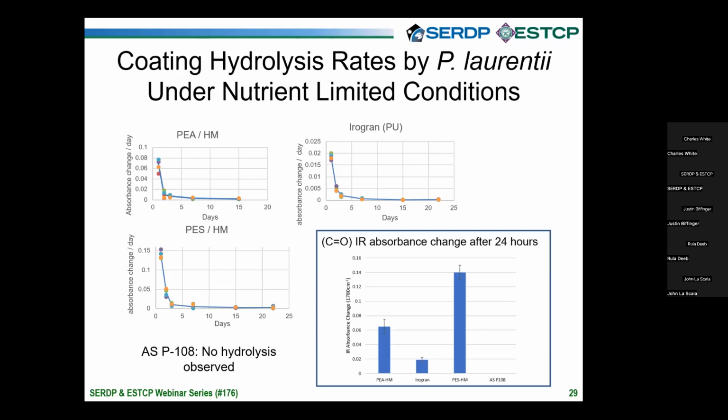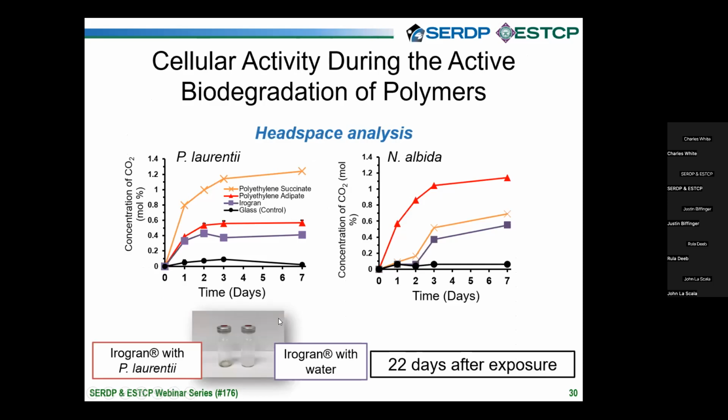We also observed less degradation with the harder coatings, or more crystalline coatings, the PEA and the Irogran coatings, which is consistent with their increased crystallinity compared to the polyethylene succinate coatings, which are shown here. These data confirm that most of the hydrolysis occurred initially, but the remaining degradation over 10 to 15 days suggests that another mechanism was operative after the initial 4-day period. And of course, on the polyether coating, which is just a polyether polyurethane top coat only, we didn't see any degradation or hydrolysis at all.